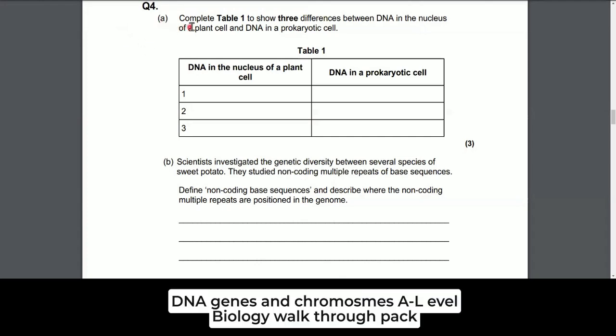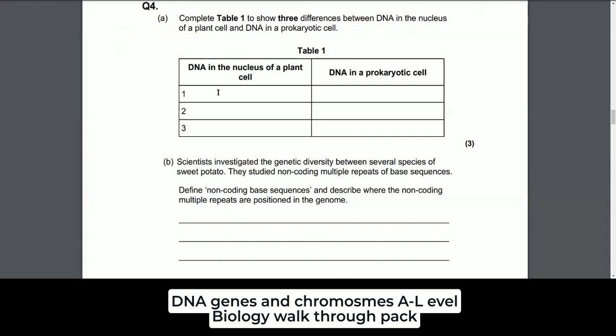So, question four. Complete table one to show three differences between DNA in the nucleus of a plant cell and DNA in a prokaryotic cell. So we've got table one here. Pause the video, grab a pen, write it down on a scrap bit of paper, then unpause and check your answer. Okay, let's hit it.